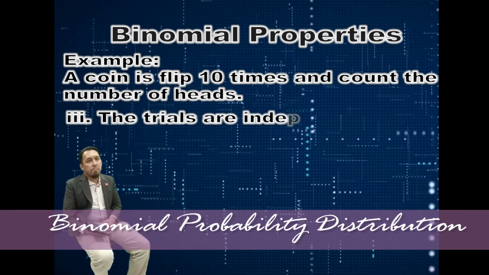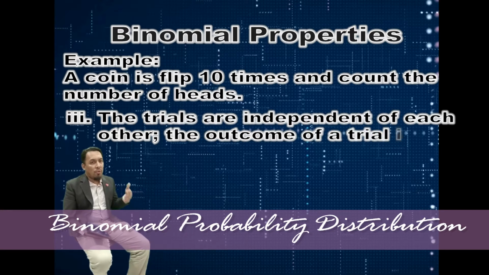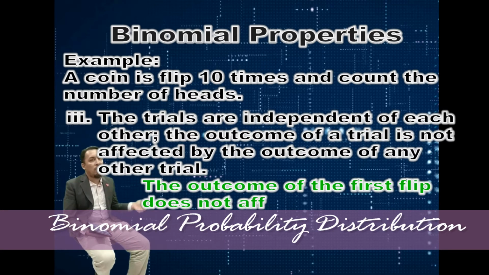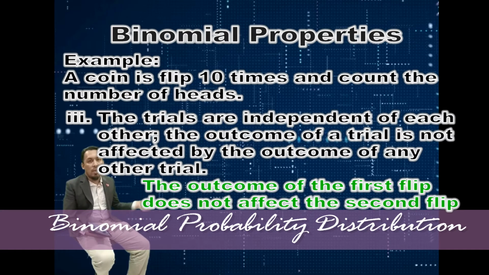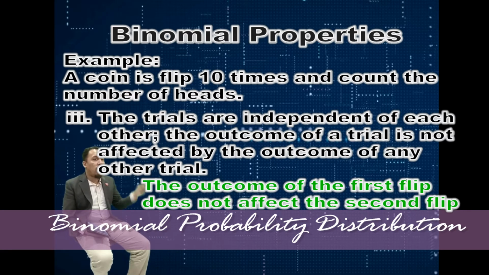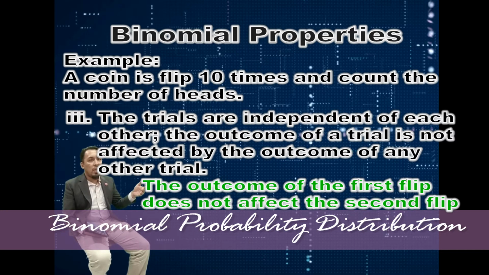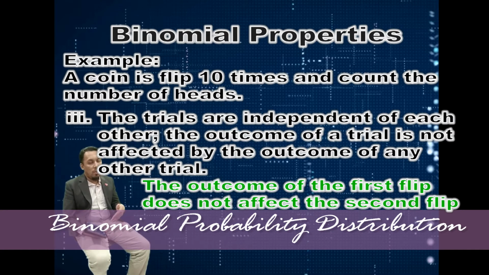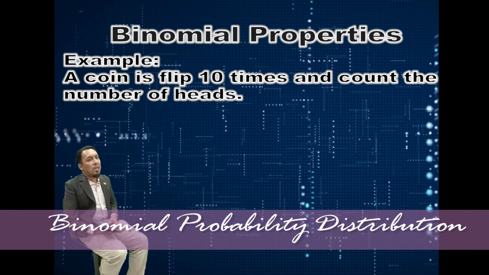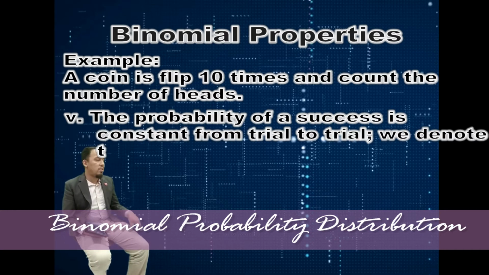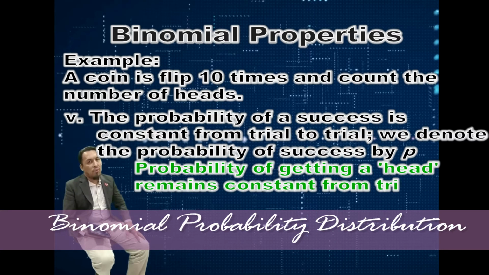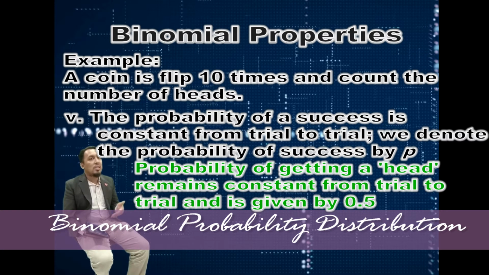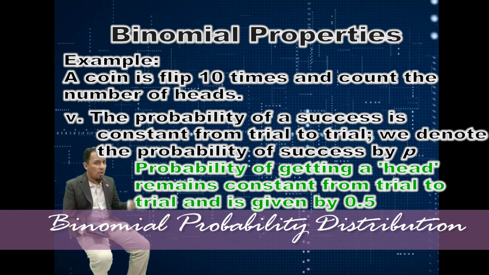And the outcome of the first flip will usually not affect the second flip, and so on. So the flipping processes are independent of each other. So yes, it fulfills the third condition. And lastly, the probability of getting heads remains constant from trial to trial. Is it true? Yes, we have a 50% chance of getting heads each time you flip the coin.